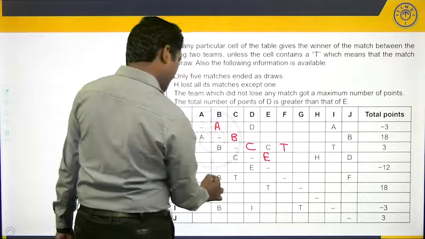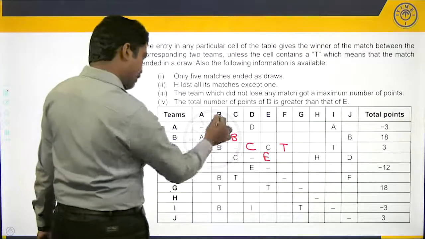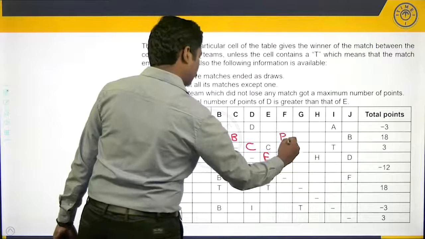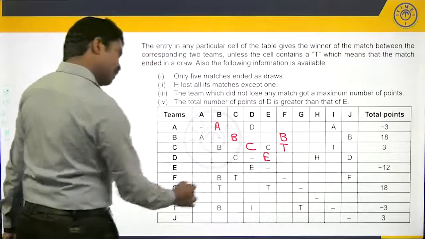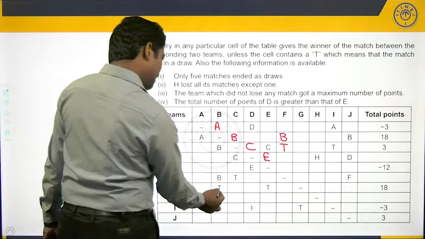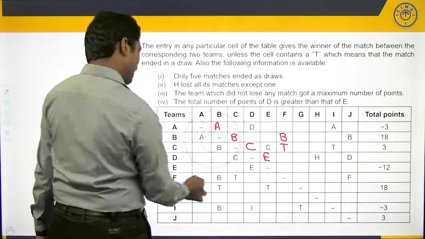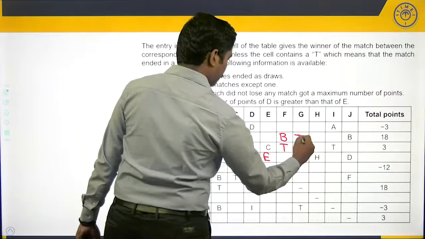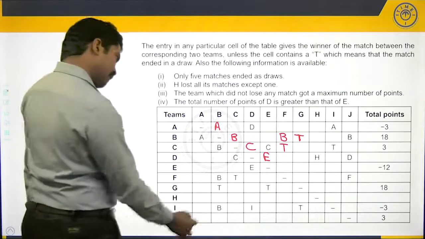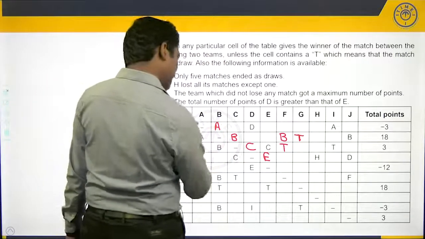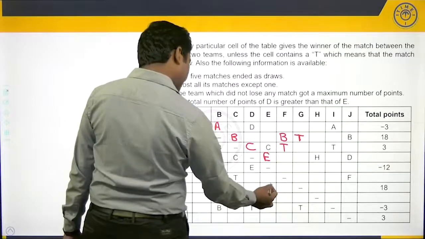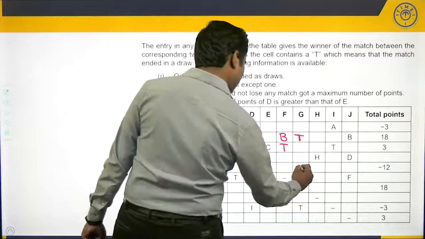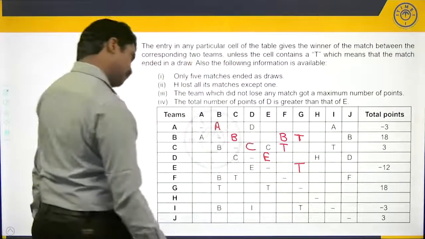And then what about this B? F played with B and B won. So, when B played with F also, B would win, right? And similarly, what is this? G with B, that's a tie. So, B with G should also be a tie. And then G with B is a tie. So, BG is a tie. G with E is also a tie. So, E with G will also be a tie, right?